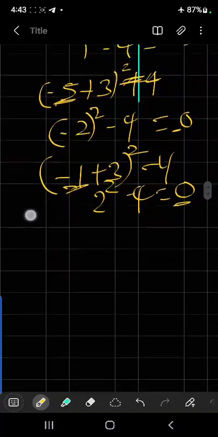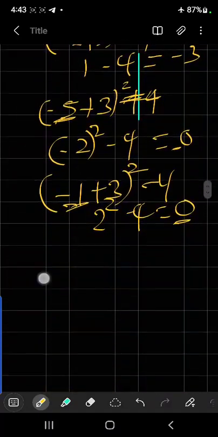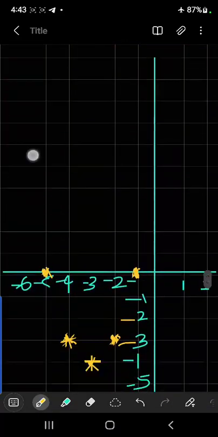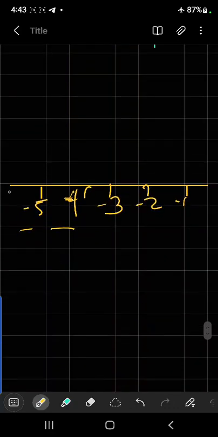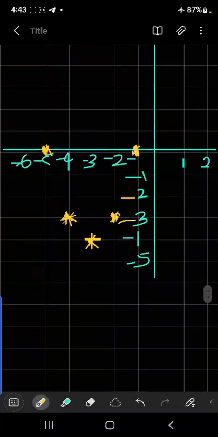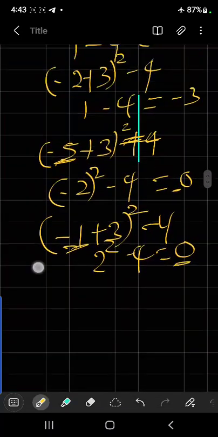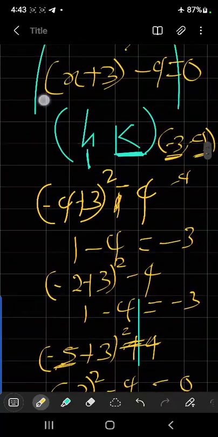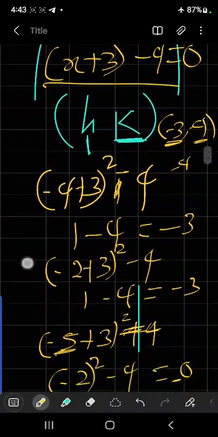Let's pick another point. After minus 5, let's go for minus 6 and 0. You know, the next point here, judging by this number line, is minus 6 after minus 5, and after minus 1, we have 0. So let's pick minus 6 and 0 into the equation. Our equation is still what? x plus 3 all squared minus 4.